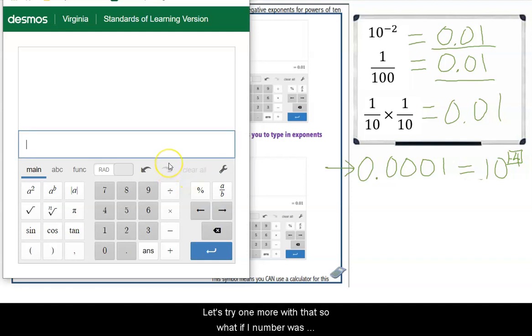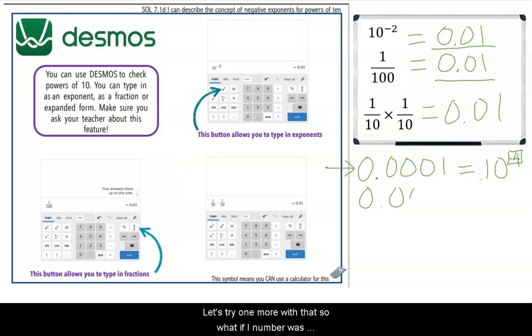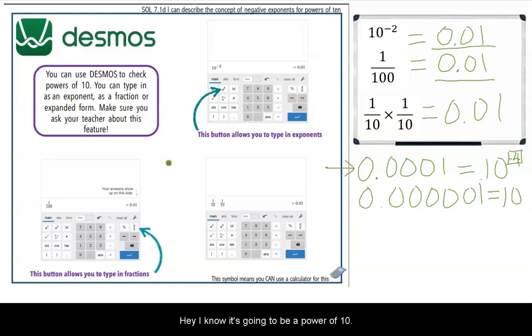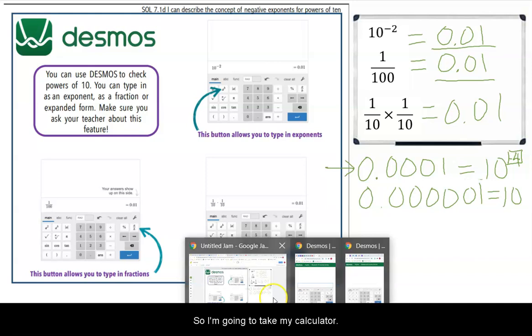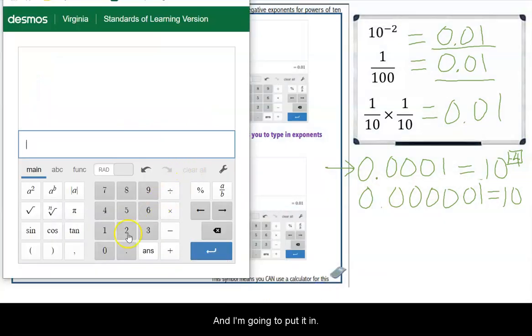Let's try one more with that. So what if my number was 0.000001? That's a lot of zeros. Okay, I know it's going to be a power of 10, so I'm going to take my calculator and put it in. 0 point, and I think that's 5 zeros. 1, 2, 3, 4, 5. I have my 1 at the end.